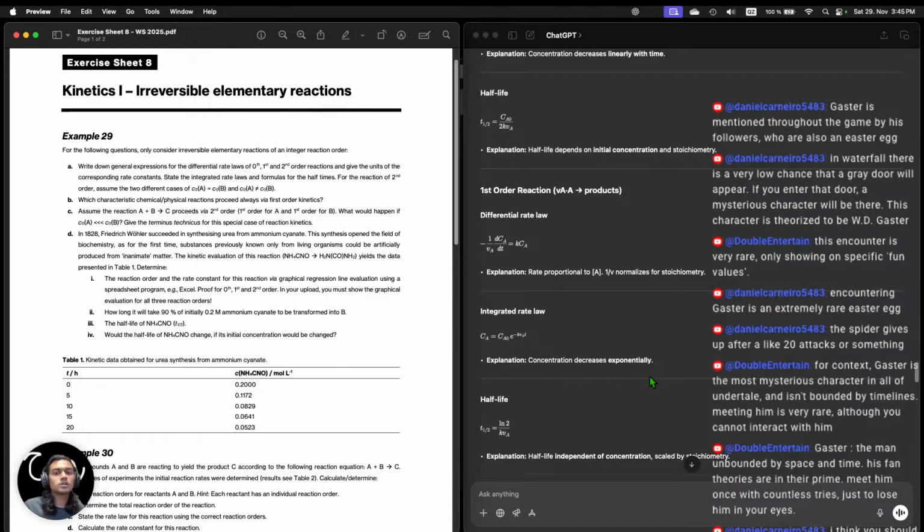Gaster is mentioned throughout the game by his followers, who are also an Easter egg.